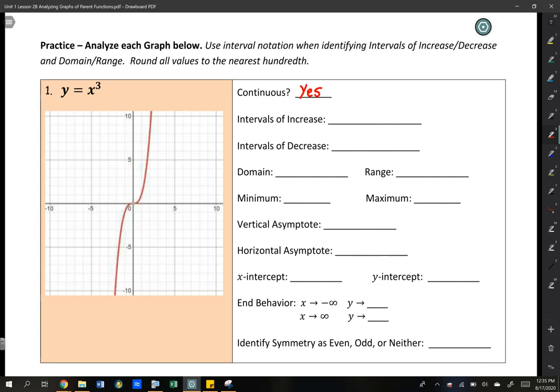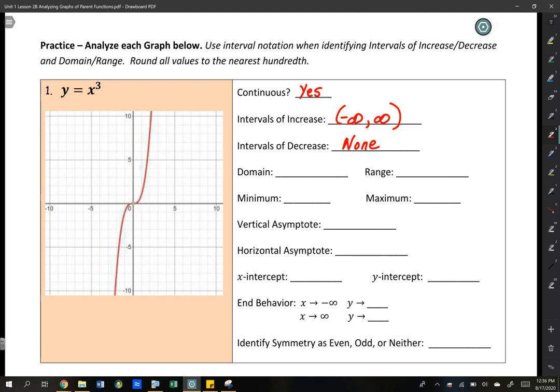Intervals of increase and decrease. All right, so we want to see where the graph has a positive slope. And if you notice, if we were to look at the slope throughout this graph, that's a positive slope and that has a positive slope. And there's nowhere on this graph where we have a negative slope. So for this graph, the intervals of increase are the entire graph. So we're going to say that means all real numbers. Over the entire graph, we're increasing. And nowhere in the graph are we decreasing. So we're just going to write none for intervals of decrease.